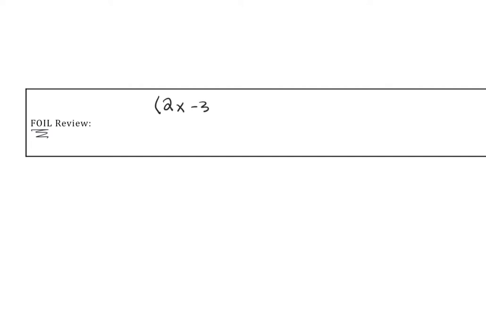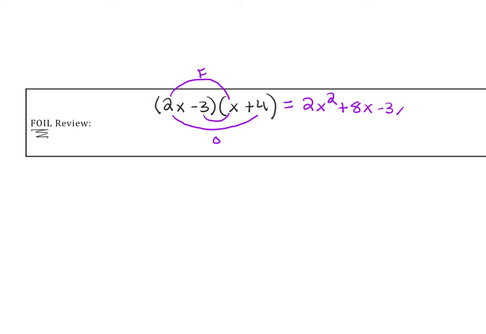So 2x minus 3 times x plus 4. FOIL is just a system we use: first, outside, inside, last. So first, 2x times x is 2x squared. Outside, 2x times 4 is 8x. Inside, negative 3 times x is minus 3x. And last, negative 3 times 4 is negative 12.